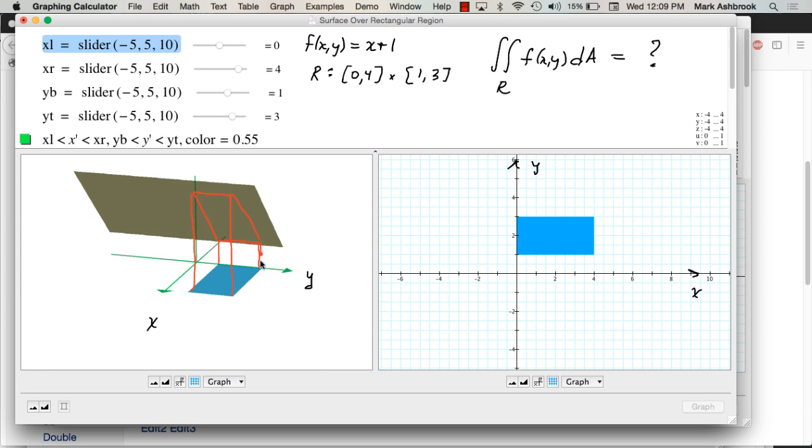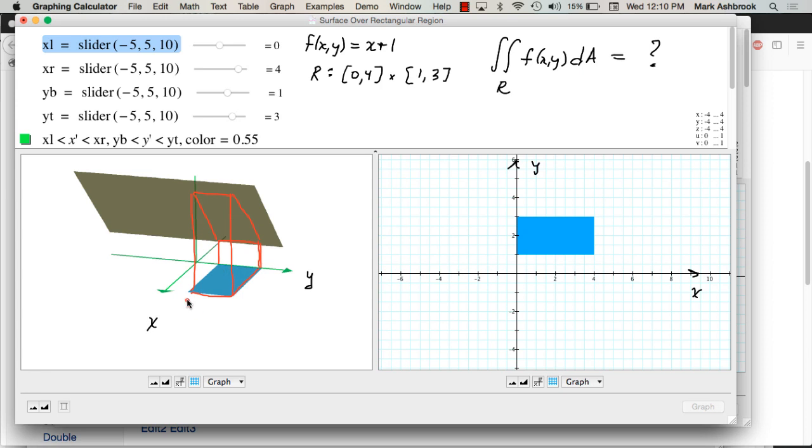But in this case, the surface is always positive over our region. So we truly get volume. Okay? So before we actually evaluate the integral by calculus, this is a volume we can just calculate by geometry. So we're going to do that first. So what is the volume of this thing?